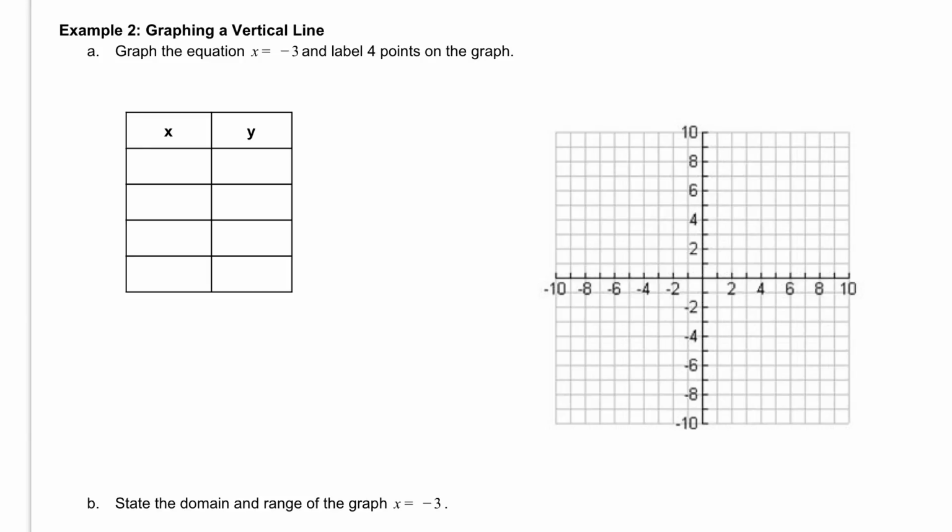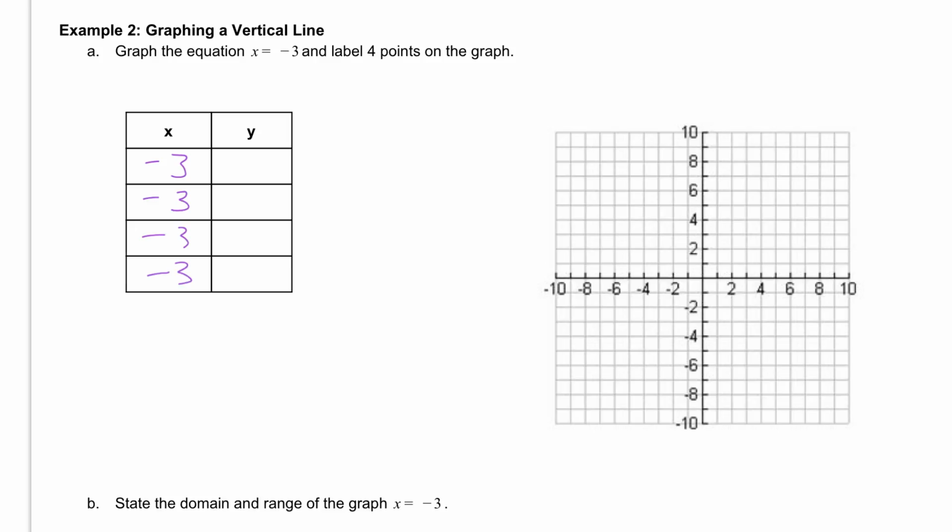In example 2, we're going to go over how to graph a vertical line. So in this one, it says graph the equation x equals -3 and label 4 points on the graph. Well, this is telling us that the x value always has to be -3. So when I fill out my table of values, I'm going to fill out a -3 for all of my x's. And it says nothing about y, so y can be anything we want it to be.